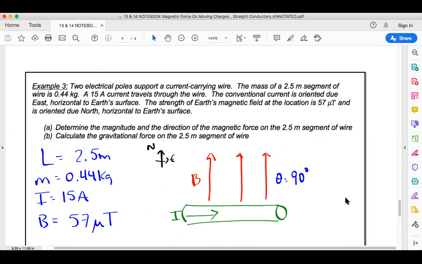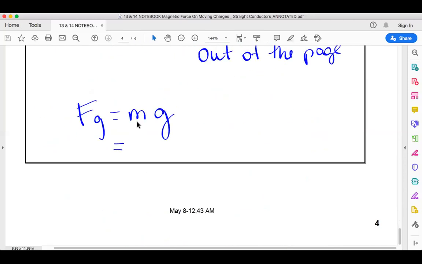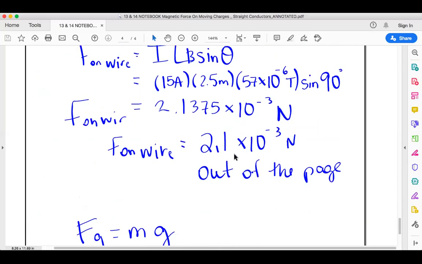And then for the second part, to calculate the gravitational force, we know gravitational force is calculated using the mass and 9.81. This isn't written here, but if I just do it quickly on my calculator, you get 4.3164 newtons. So rounding it would be 4.3 newtons, and it would be down. Now you can see that 4.3 newtons is orders of magnitude bigger than the magnetic force. So that means if we have a 15 amps current, the magnetic force is not going to be bigger than gravity.